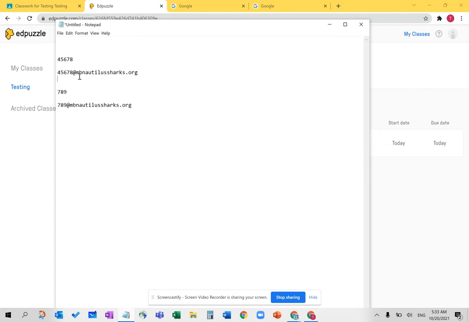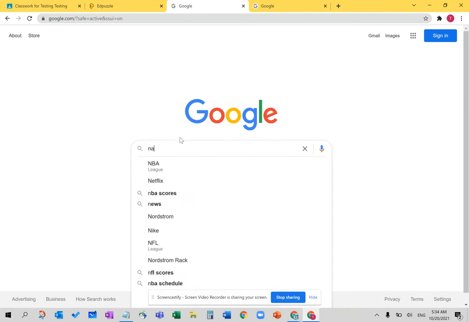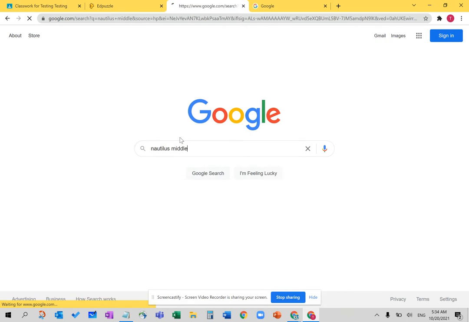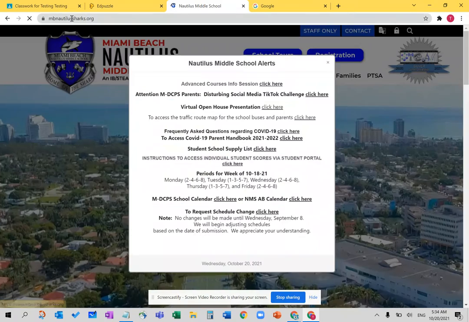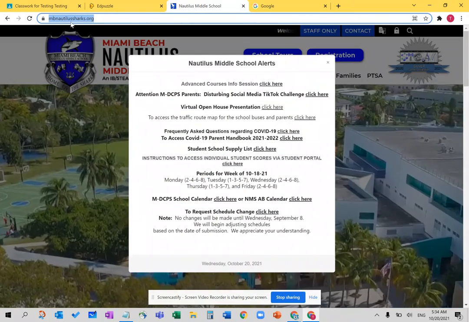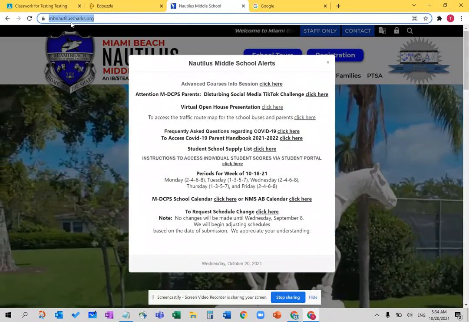And if you ever forget, by the way, that mbnautilussharks.org, you can just go to Google and look up Nautilus Middle. The first link that shows up is the school website to Nautilus Middle School. The school website is mbnautilussharks.org. That's how you can remember it.